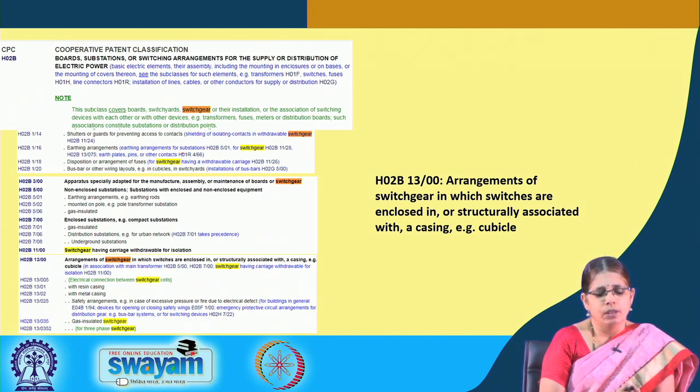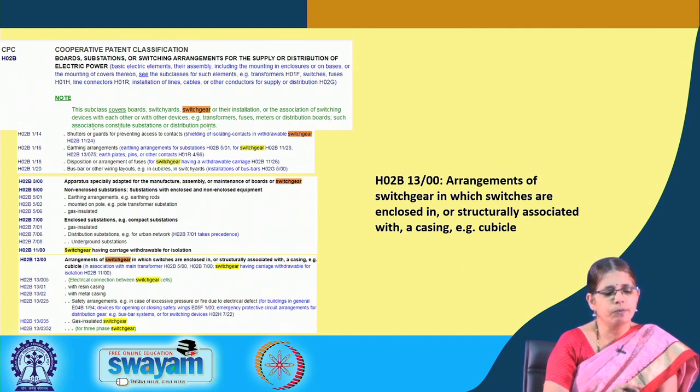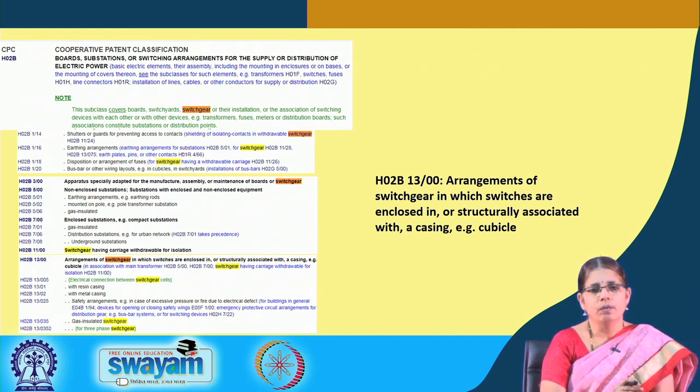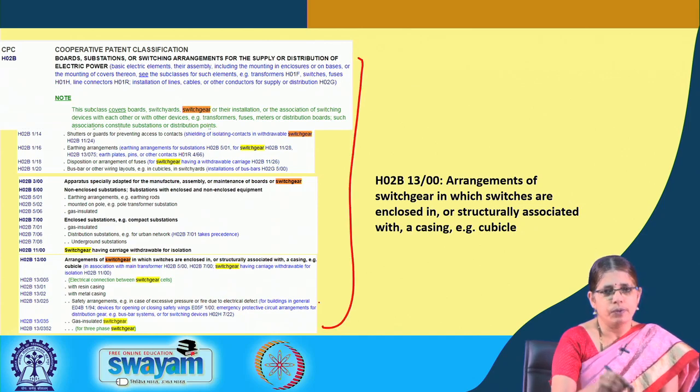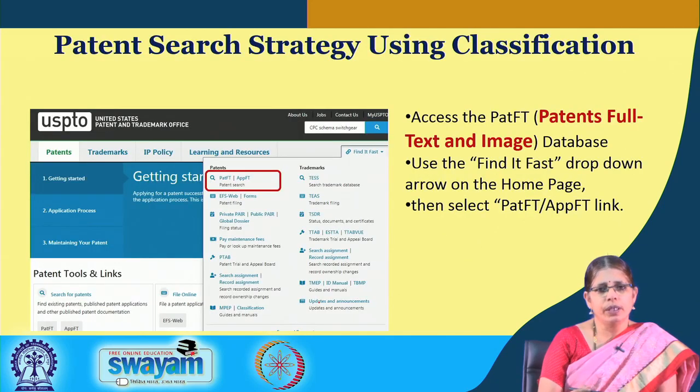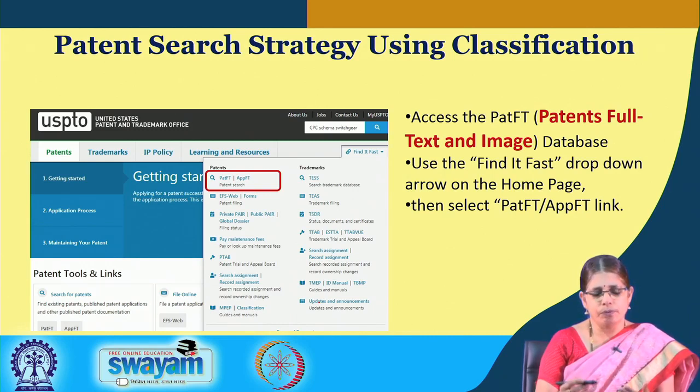Now, it also is important for us to understand how the implementation of the invention is going to be relevant. For instance, we are looking at a switchgear, whether it is structurally associated or enclosed, for instance in a casing or a cubicle. So, this is how you can understand, with the different subclasses, how the organization of the invention can happen. So, the patent search strategy using classification can be done with respect to the full text database. Today, we also have different options available at individual databases to search the data more seamlessly and quickly.